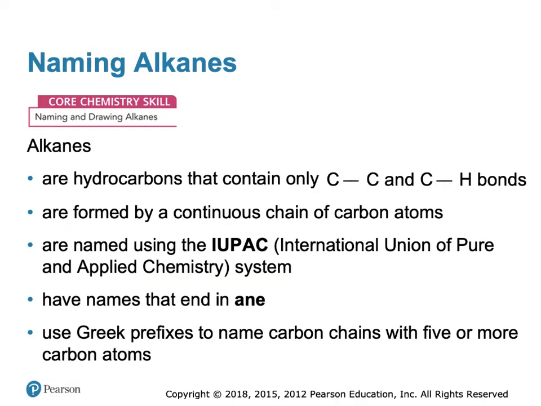So alkanes are hydrocarbons that contain only carbon-carbon and carbon-hydrogen single bonds. They are formed by a continuous chain of carbon atoms. They are named using the International Union of Pure and Applied Chemistry system, also known as the IUPAC system. All alkanes have a name that ends in ANE, so that is the suffix, ANE. We are going to use different Greek prefixes to name carbon chains with 5 or more carbon atoms.